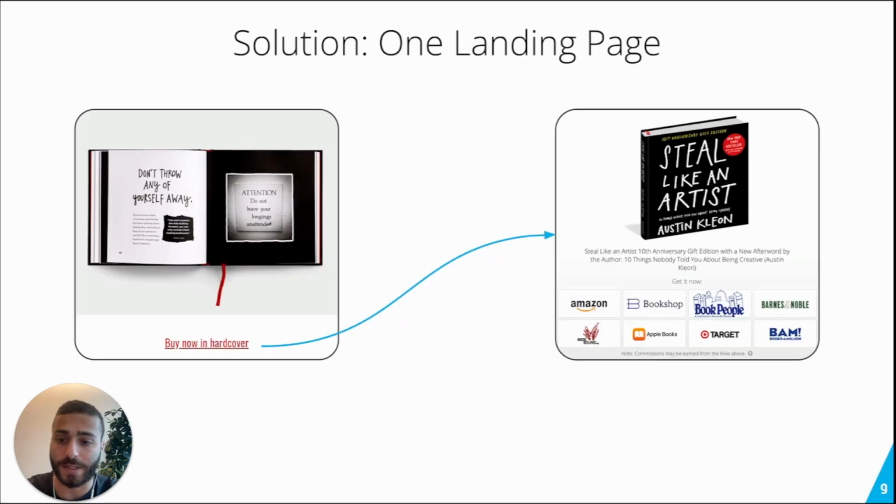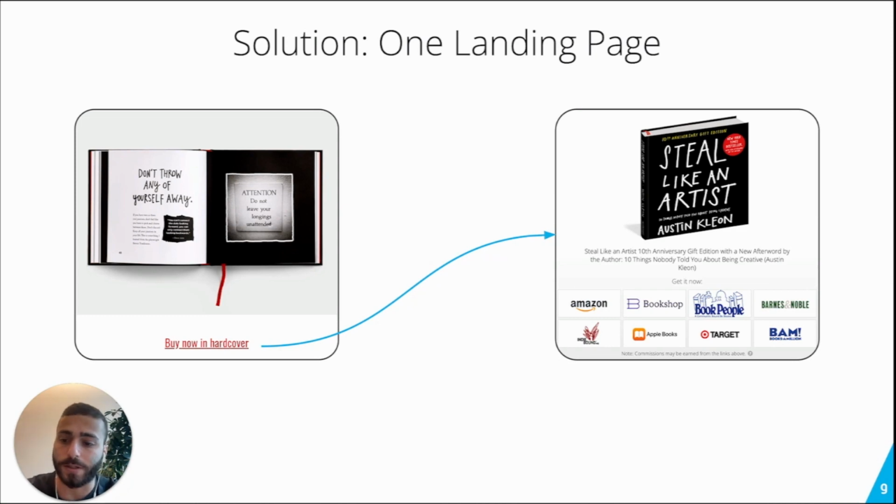So what we suggest is you use a universal booklink and have one clear call to action that says "Buy now in hardcover." When a reader clicks this, they're taken to a landing page that automatically pulls up all the different storefronts that the book is listed for sale on.